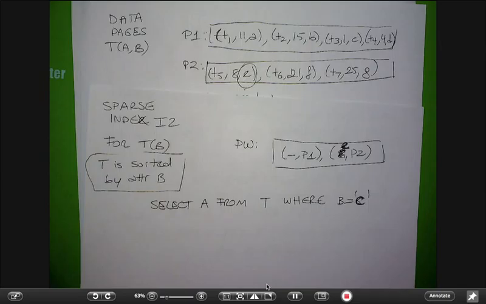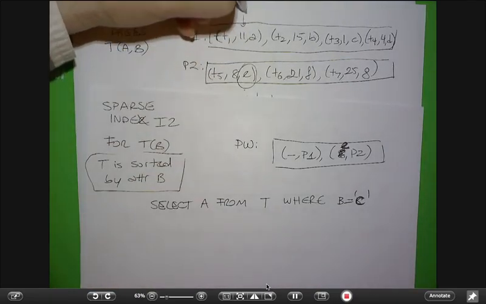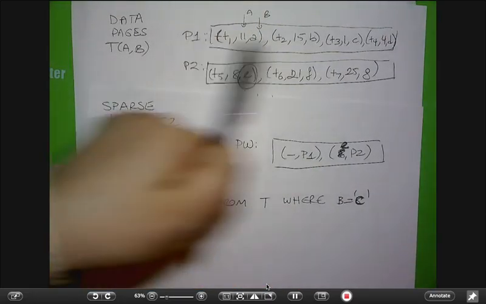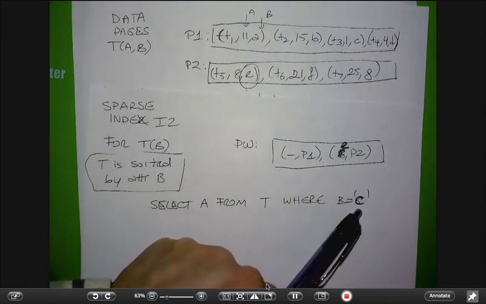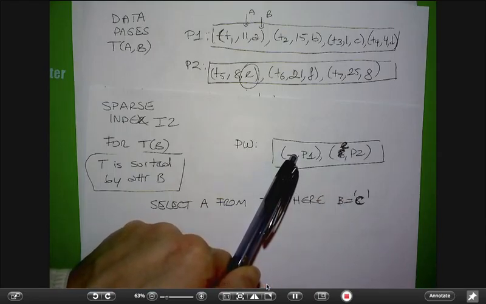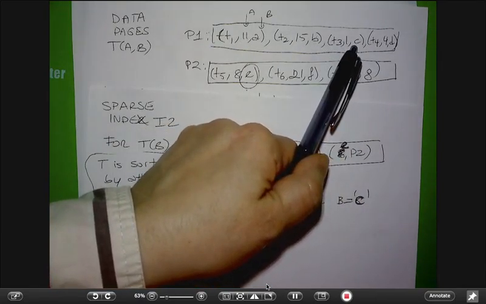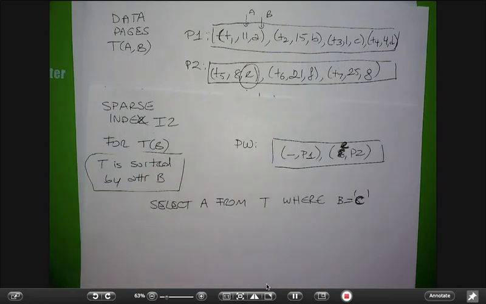Okay? So this is attribute A, this is attribute B. This tells me values less than E are stored in this page, values greater than or equal to E are stored in this page. So if I'm searching for C, then it must be in page 1, if it exists. So go and read data page P1, find the tuple for C. If one exists, then return A. Okay? So sparse indices are possible if the data is stored in sorted order.